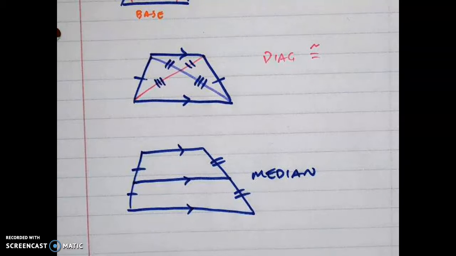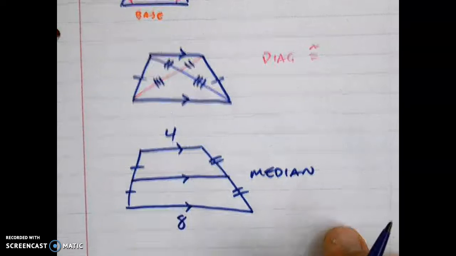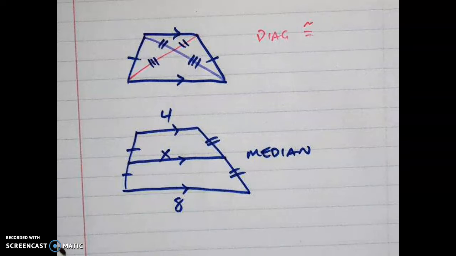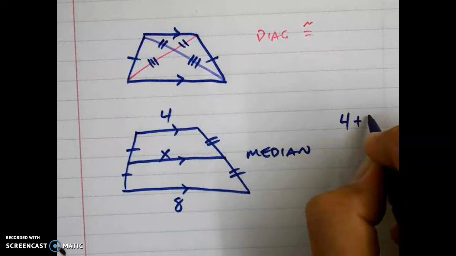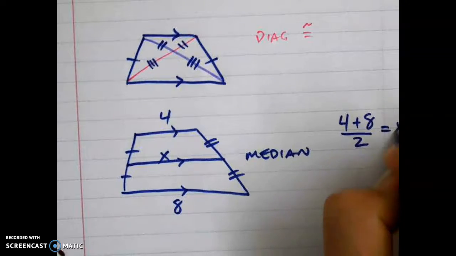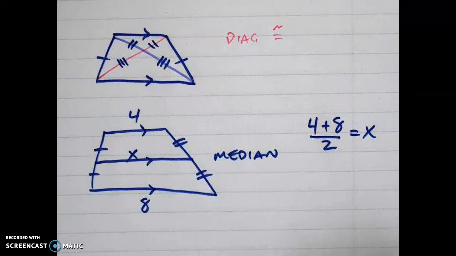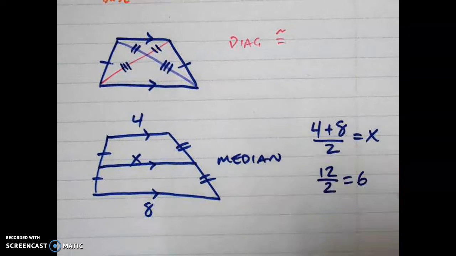And let's say this is 4 and let's say this is 8, and I ask you what is x. x will be the average of the bases. So you take base 1 plus base 2, and you divide by 2. That will give you x. Your median will equal base 1 plus base 2 divided by 2. In this case, 12 divided by 2 equals 6. So x will equal 6. Halfway between 4 and 8. Make sense?